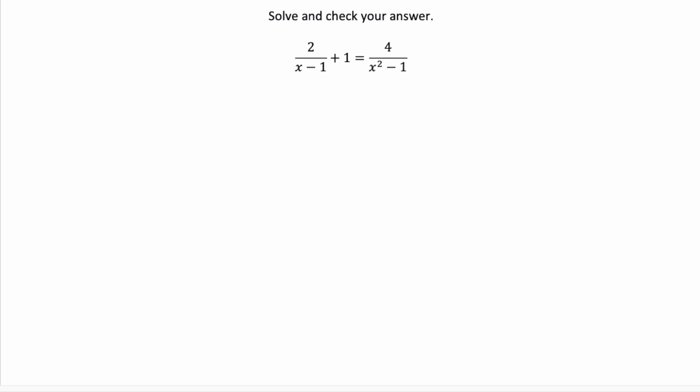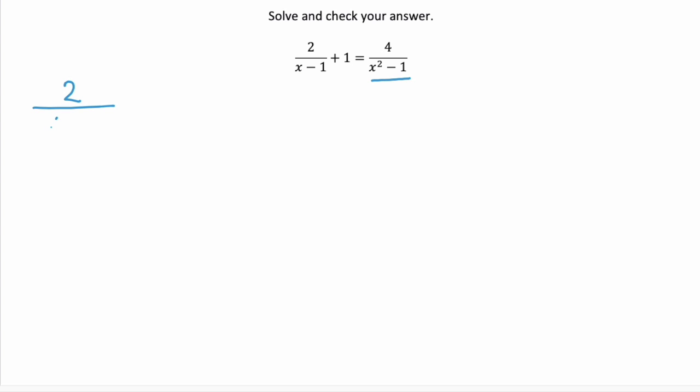Today we have an equation and we're asked to solve and check our answer. And notice that this equation involves some rational expressions. Our first step is going to be to factor the denominator of that last term.